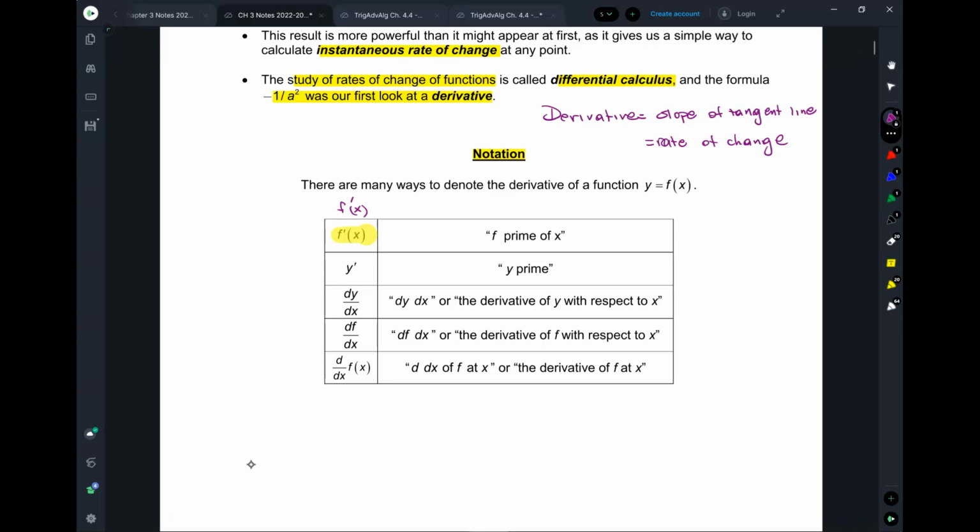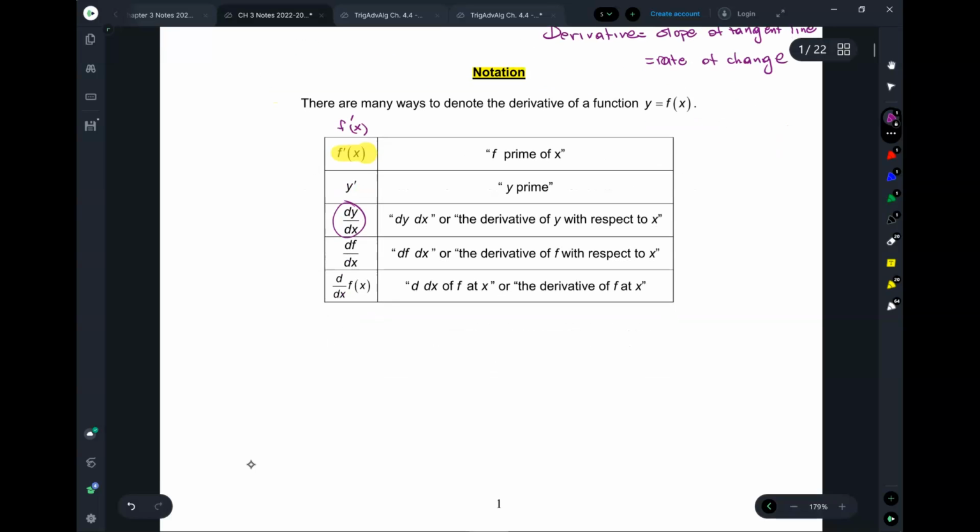Another one is y prime. When I write y prime, I know that that's the derivative of y. dy dx is another one. dy dx is how you read this one. You don't say over or divided by, it's just dy dx. And it literally means the derivative of y with respect to x.